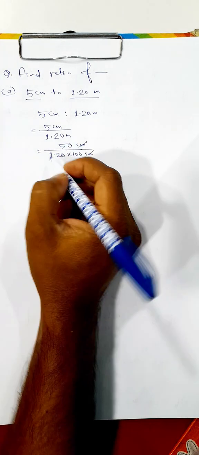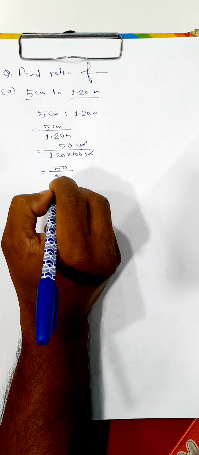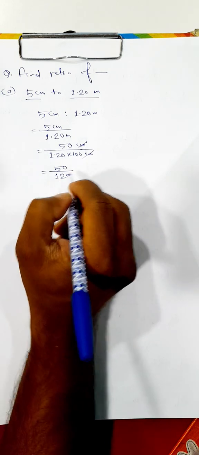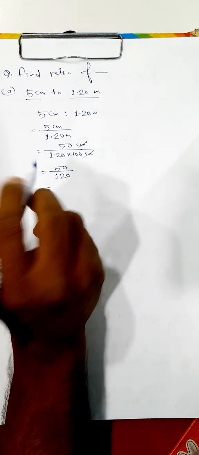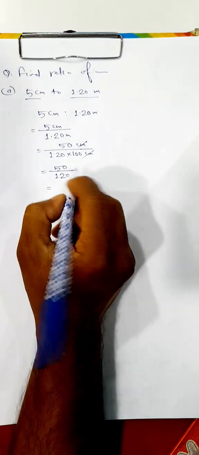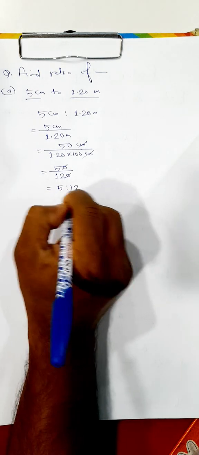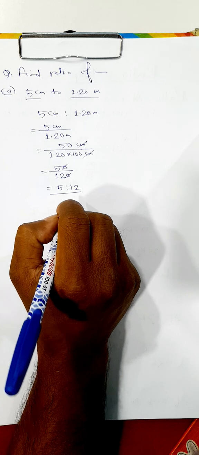Centimeter and centimeter cancel each other. So this ratio becomes 5 divided by 120. Now a ratio should be always expressed in simplest form, means lowest term. You cancel each other. This becomes 1 is to 24. This is the simplest form.